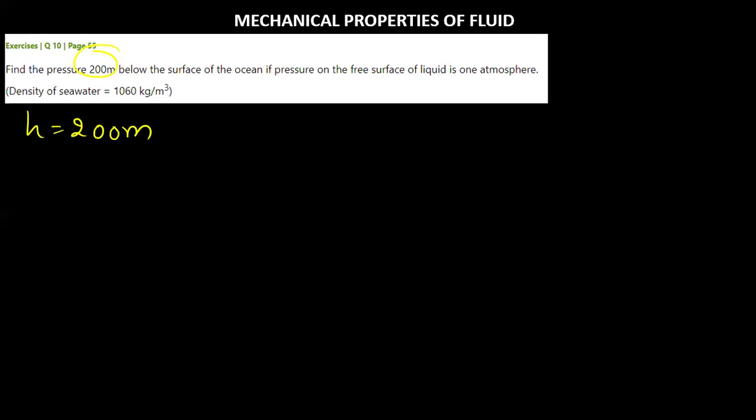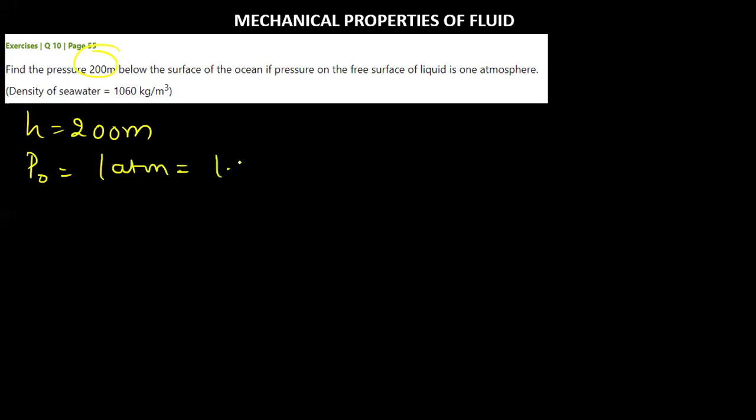ओशन का एक सरफेस है, उससे नीचे 200 मीटर की हाइट पे पता करना है, प्रेशर पता करना है. If the pressure on the free surface of the liquid is 1 atmosphere, please remember students, surface पे जो pressure आता है, that is called atmospheric pressure, and they have given that the atmospheric pressure for that particular ocean का surface is 1 atmosphere. In the last class I have told you 1 atmosphere कितना होता है, 1 atm. So P naught is given to you, that is 1 atm.